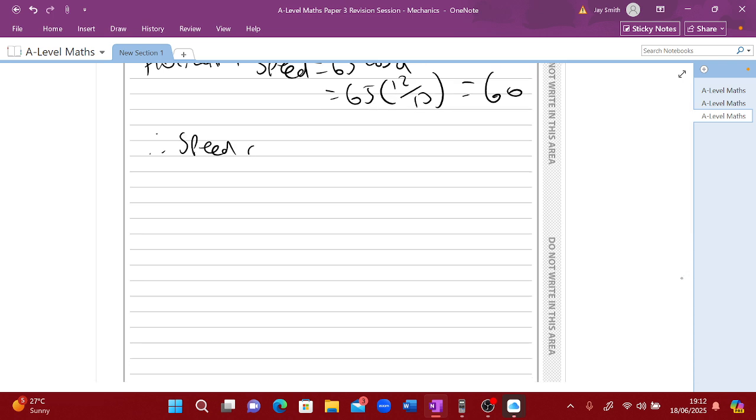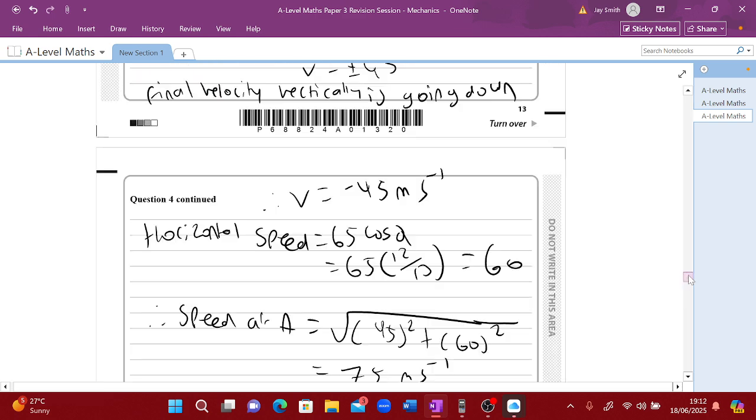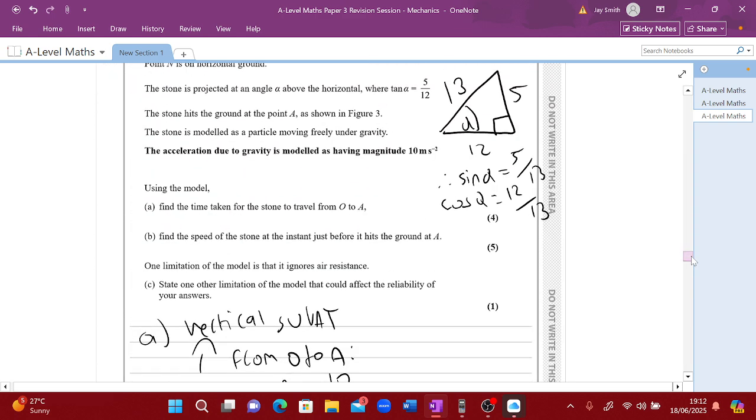So the speed at A is going to be the square root of minus 45 squared, or 45 squared is the matter. But I'm going to say 45 because we're dealing with a triangle. So 45 squared add 60 squared. And that will get us 75 at the end. And there we are. That's the speed.